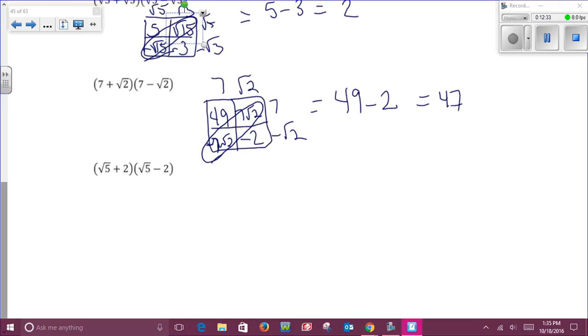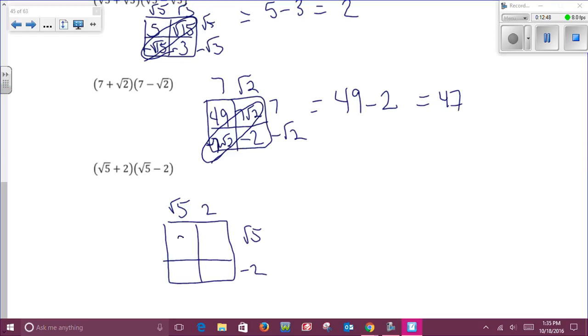The last one. I have radical 5 plus 2, radical 5 minus 2. Radical 5 times radical 5 is still radical 25, and that's 5. 2 times radical 5 is 2 radical 5. Negative 2 times radical 5 is negative 2 radical 5. And then 2 times negative 2 is negative 4. Again, those cancel out because one's positive, one's negative. And I have 5 minus 4, which is 1.